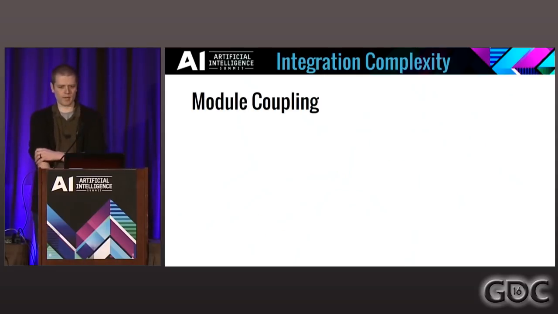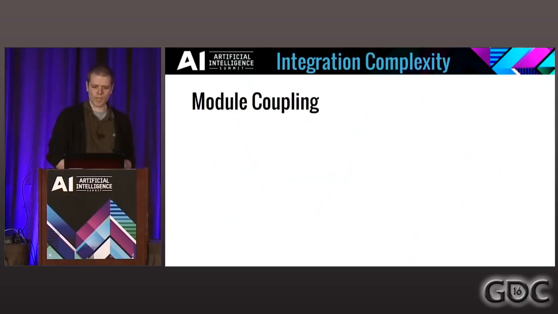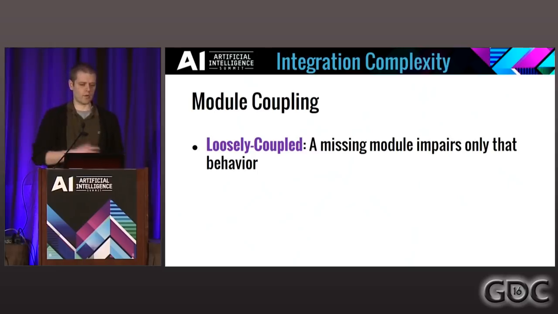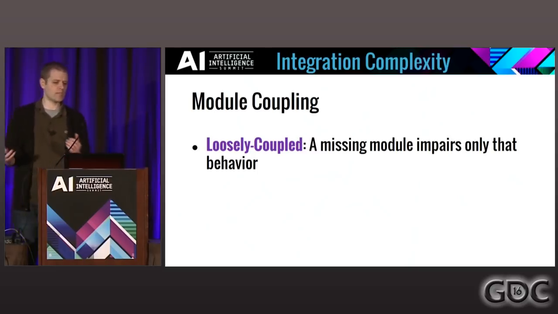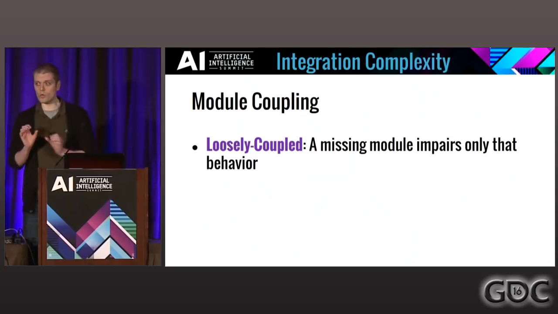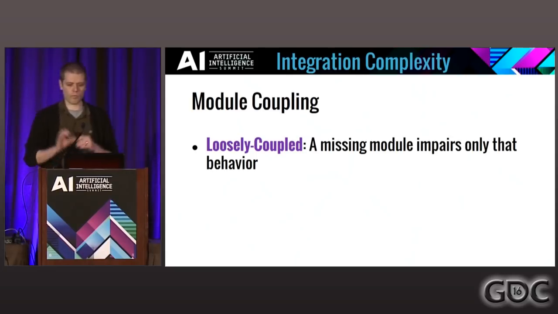One last thing I want to talk about here is module coupling. The goal here is to create loosely coupled modules. So when you have a loosely coupled system, a missing module impairs only that behavior. What do I mean by that?